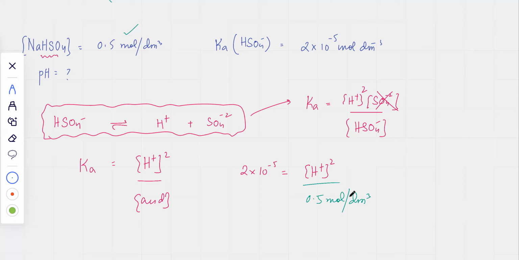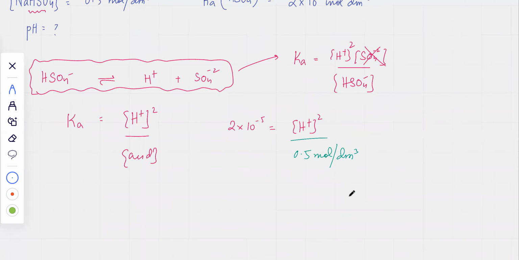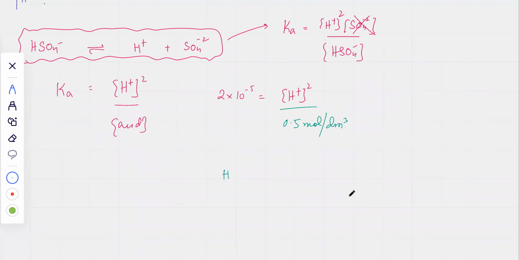So you can just calculate the H+1 concentration. What do you get? Can anyone try and calculate this and tell me what the value is? And the whole thing would be under root. So you're getting 3.16 into 10 power minus 3, with the under root, right?